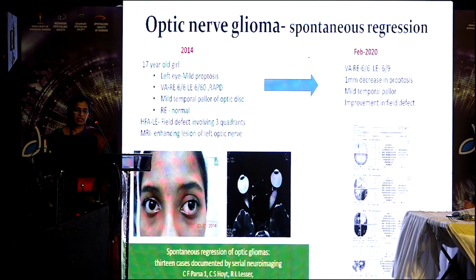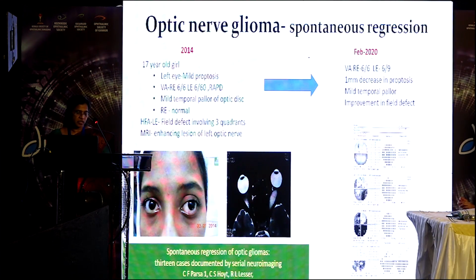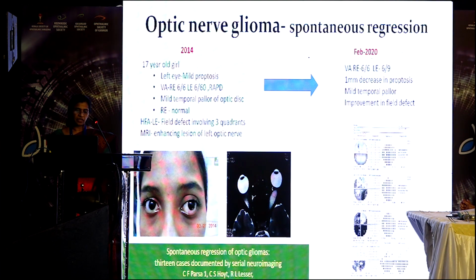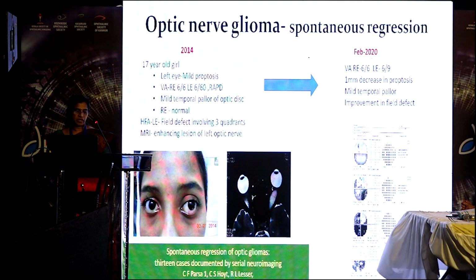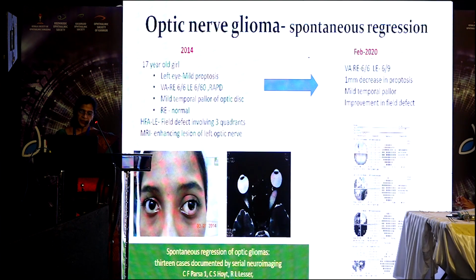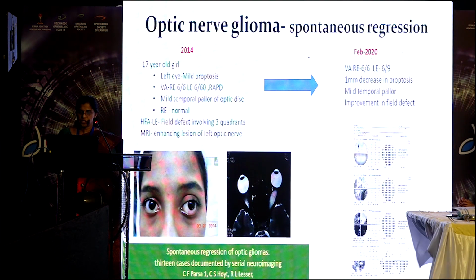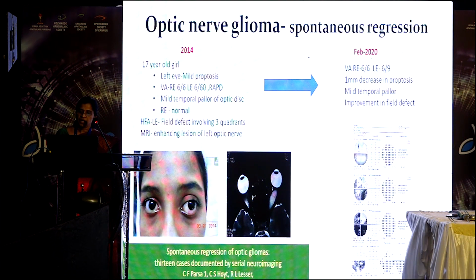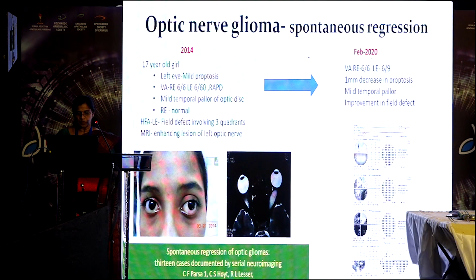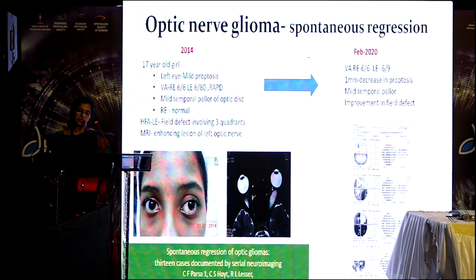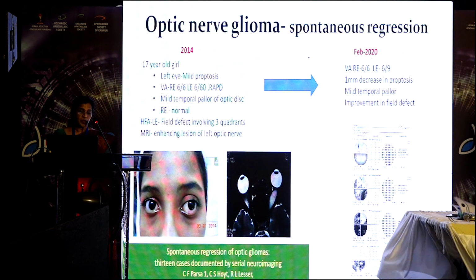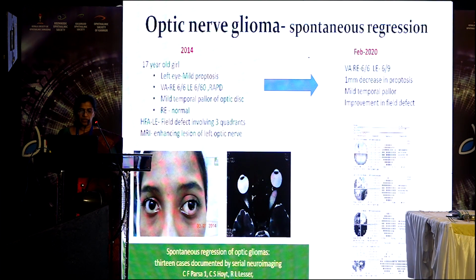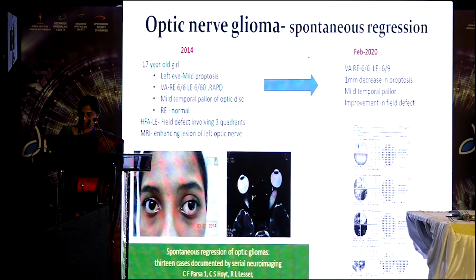And this patient presented with again mild proptosis and decrease in vision. I saw her in 2014. At that time she was just advised observation. Then when she presented in 2020, there was improvement in vision and decrease in proptosis, and the visual field also showed improvement. So there are a few reports which say that there is spontaneous regression of optic nerve glioma. So this is a patient of optic nerve glioma which regressed spontaneously.